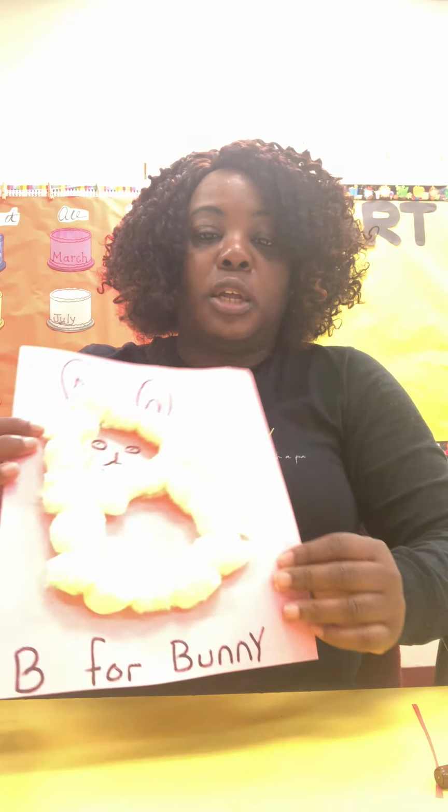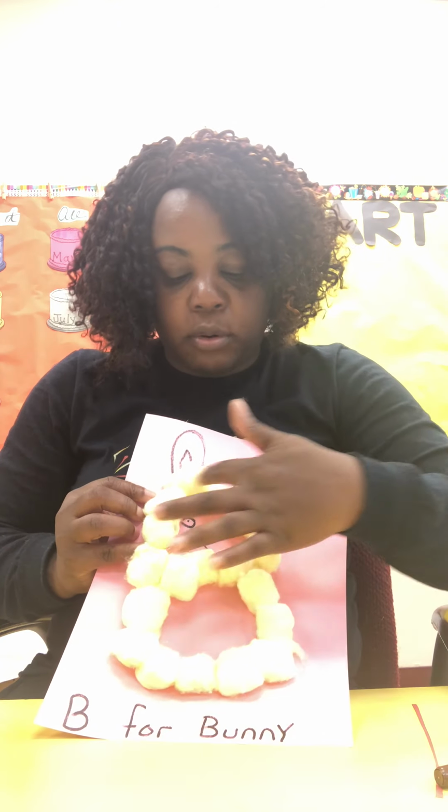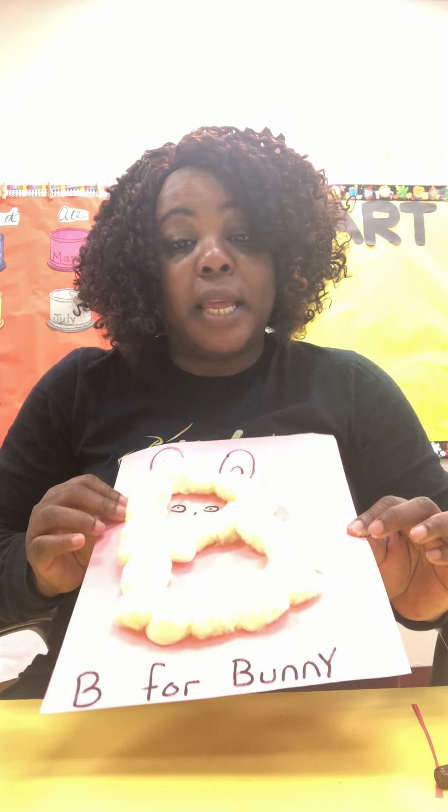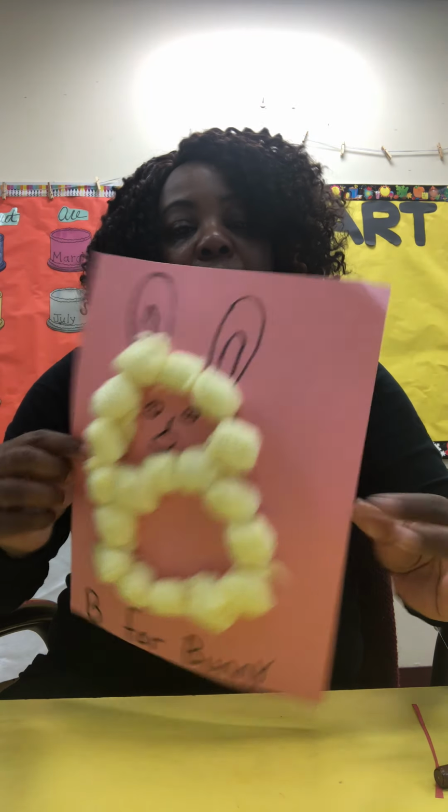Again, you want to write the B on first so they can glue these craft fluffs around the B. And then draw on the eyes, the nose, and the mouth, and the ears. Then you have your B for bunny. And at the same time, you want to discuss the letter B.